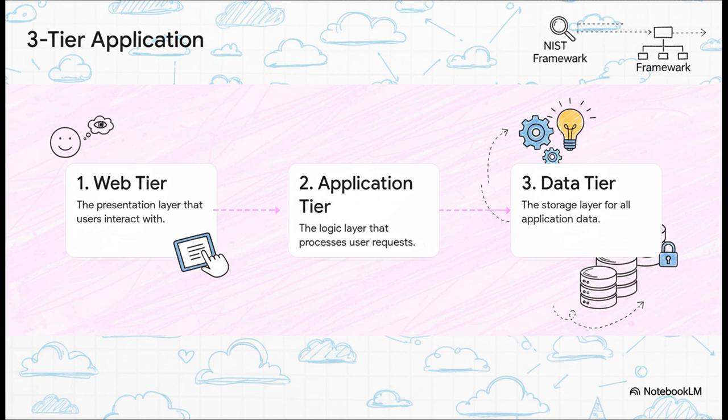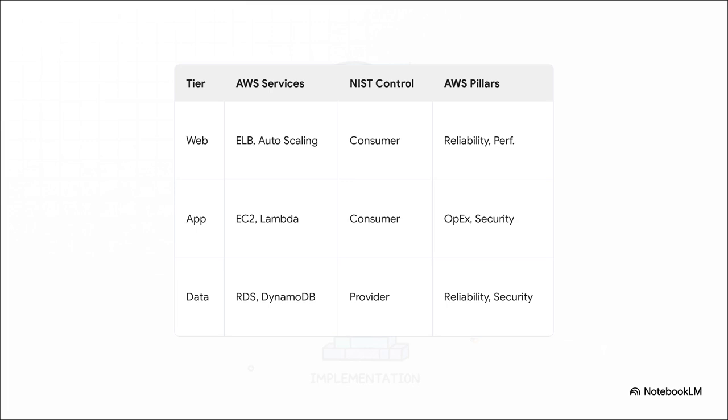You've got the web tier, that's the user interface, what people actually see. Then there's the application tier, that's the brains of the operation, where all the logic lives. And finally, the data tier, where you keep all your data. Pretty straightforward, right? Classic stuff. Okay, and this is the aha moment. This is where it all clicks into place.